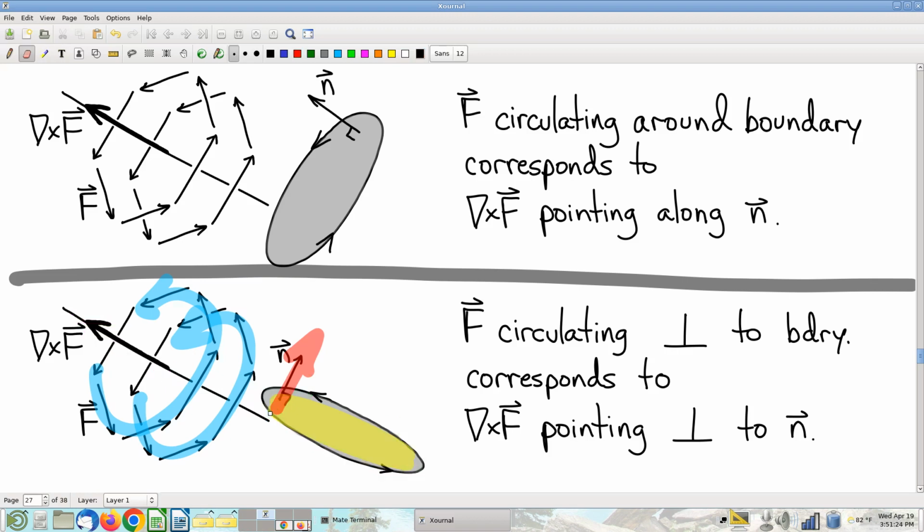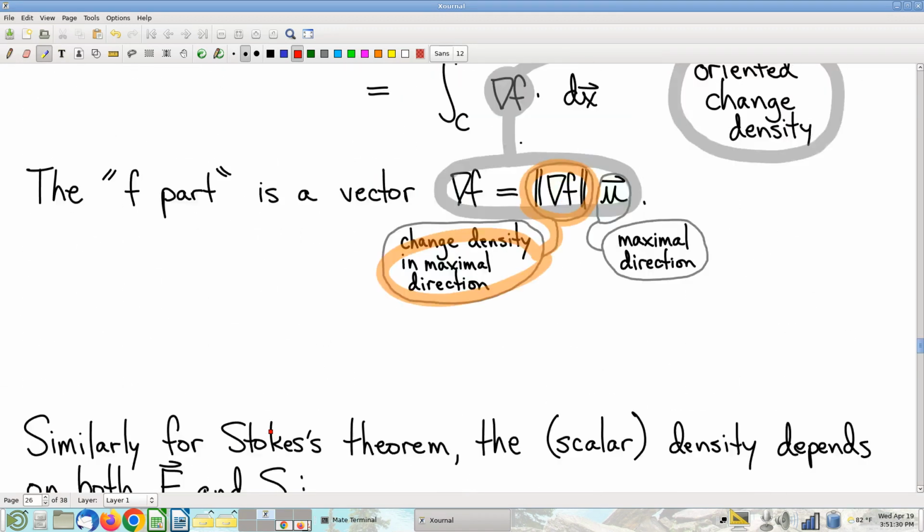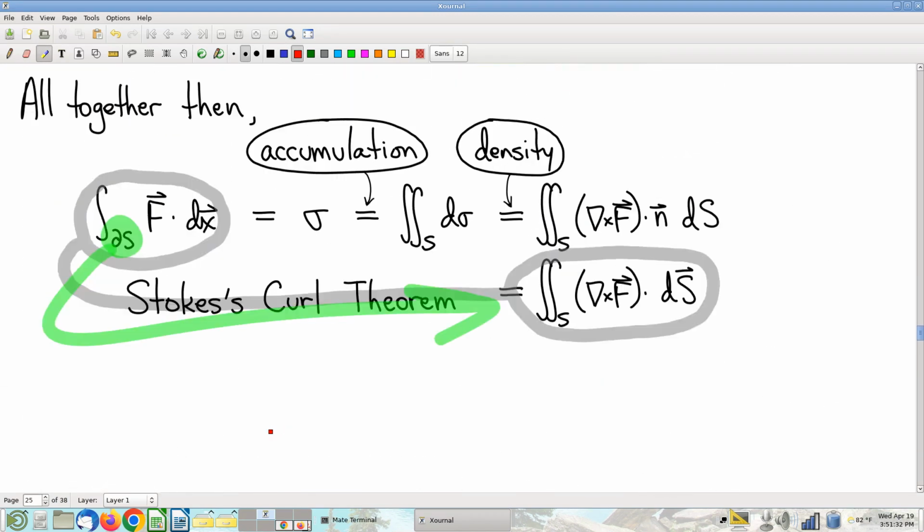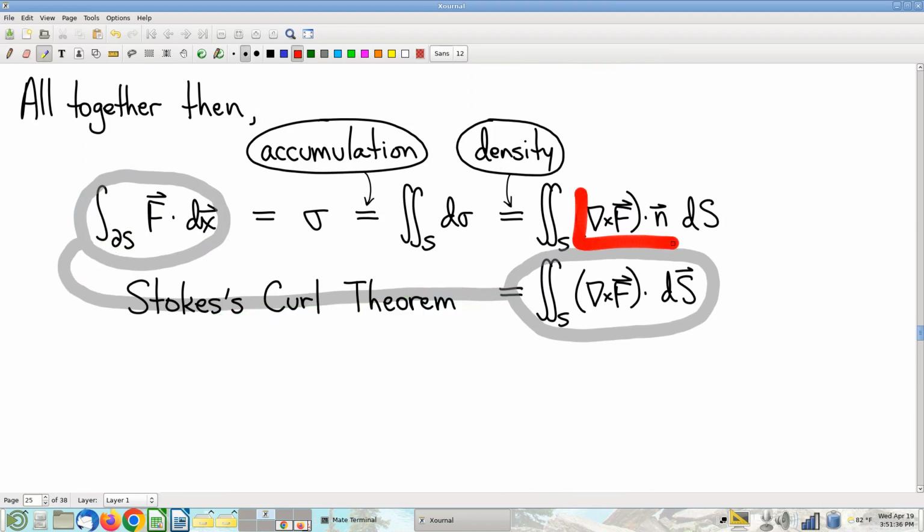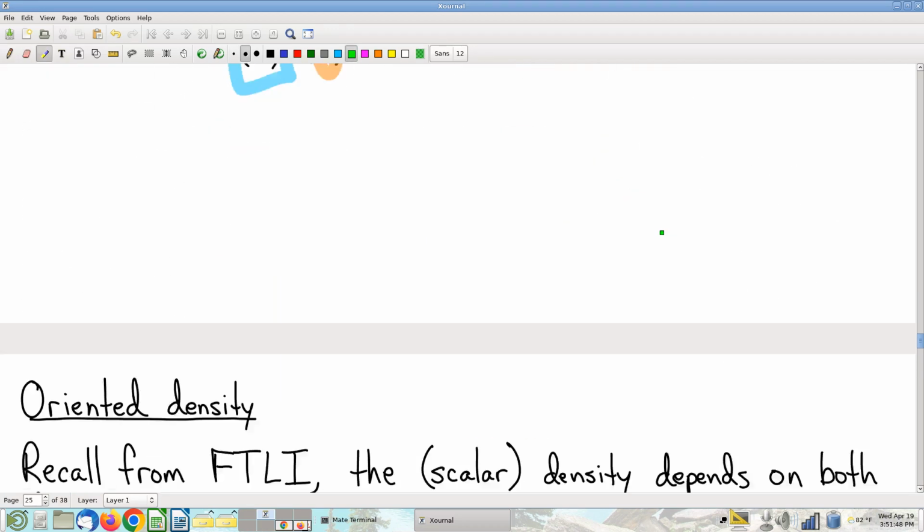So my goal here, again, is not to prove anything. My goal here is to make it seem reasonably plausible that the formula for circulation density should have this normal vector in it. That's plausible. Okay. All right. Moving along.